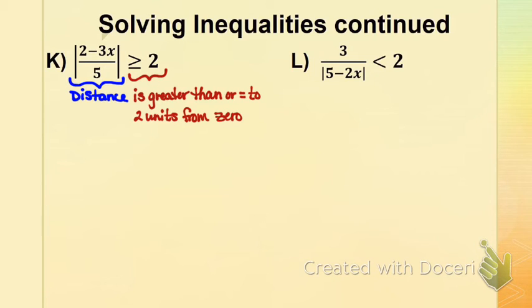I got a greater than this time. The last 2 have been what? Less than. This is especially where those pictures come in handy. So here's 0, 2 units from 0. I could be over here at positive 2, or I could be over here at negative 2.